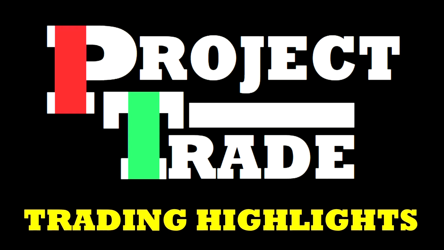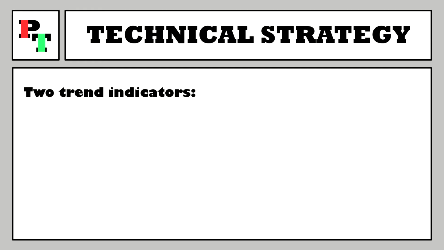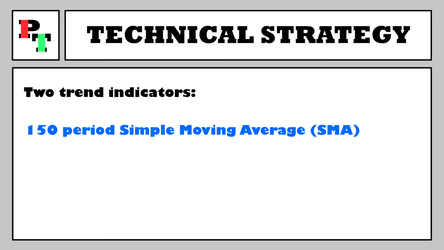It is the trading highlights show and we are looking at a technical trading strategy. We are trend hunting today and we've got two indicators helping to guide our path into what will hopefully become the light. First up, we've got the 150 period simple moving average.